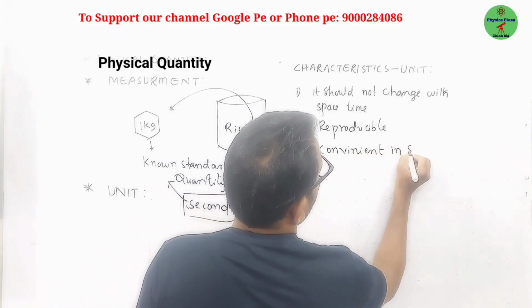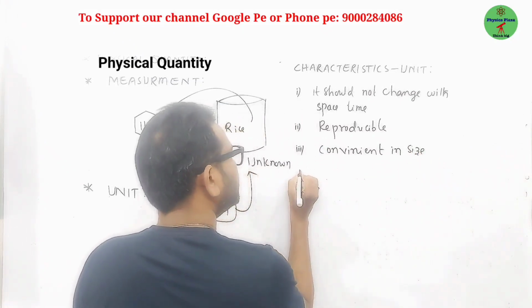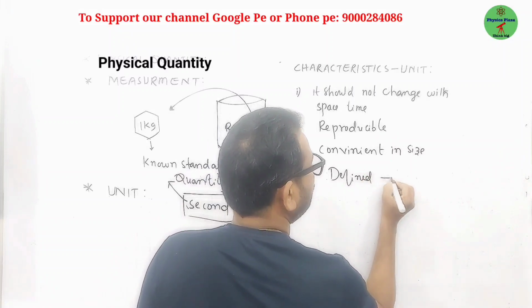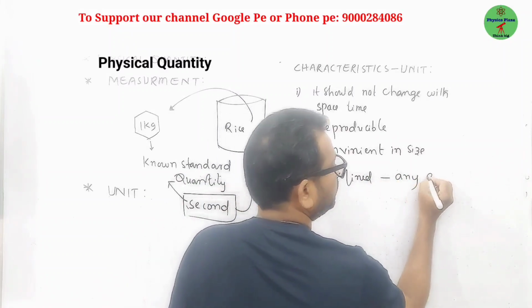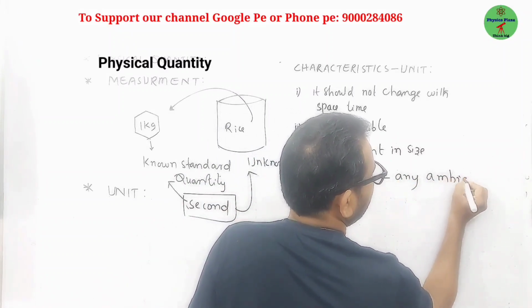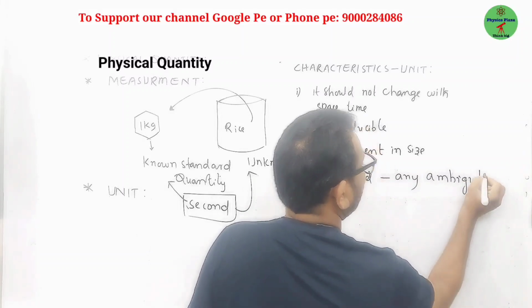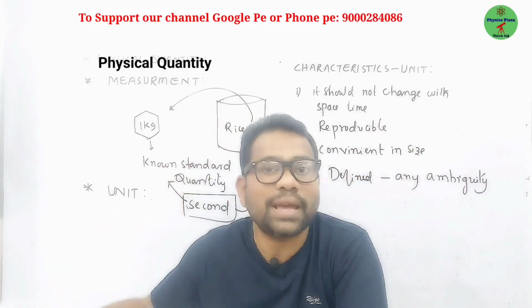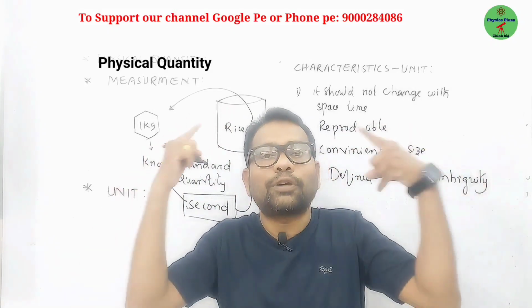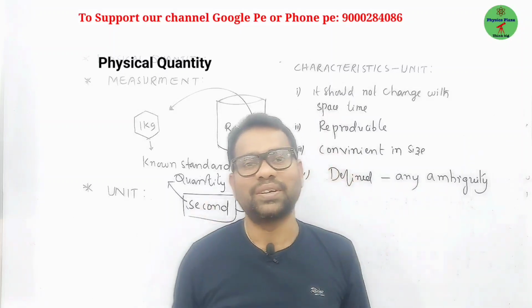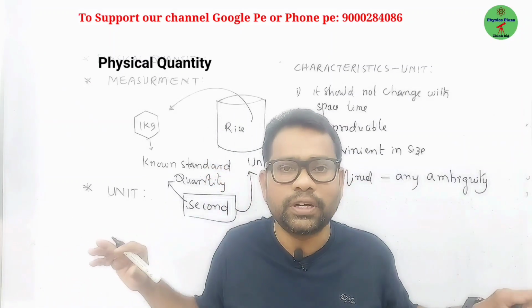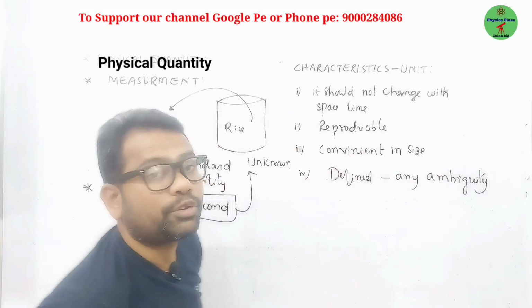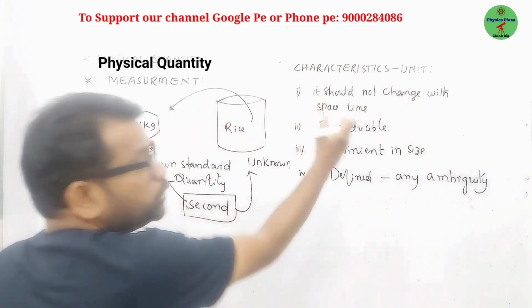And the fourth one is that it should be well defined, without any ambiguity. Ambiguity means doubt actually. When I say 1 kg weight, you all will get the information that 1 kg is equal to 1000 grams. When I say 1 meter, 1 meter is nothing but 100 centimeters. So wherever you go in the world, children, it must be well defined without any doubt, that is, without any ambiguity. So these are the characteristics of the unit.